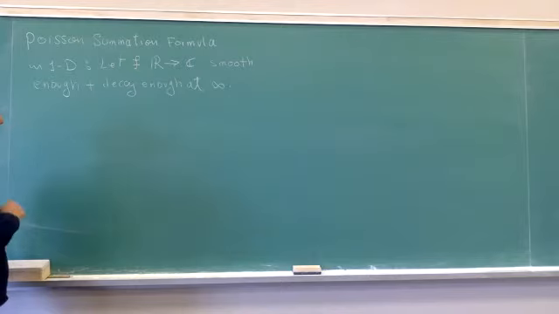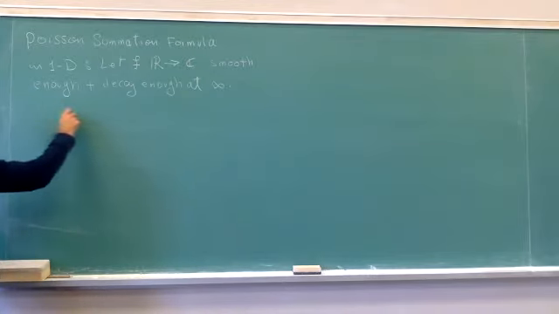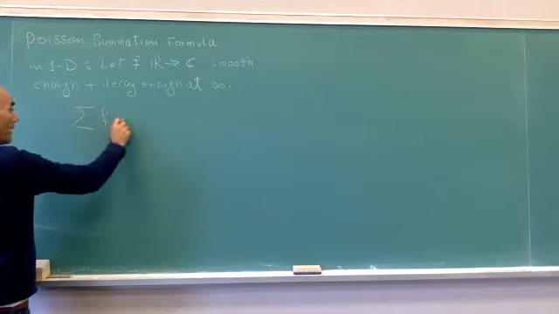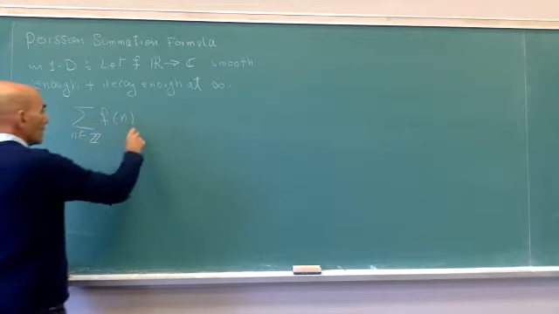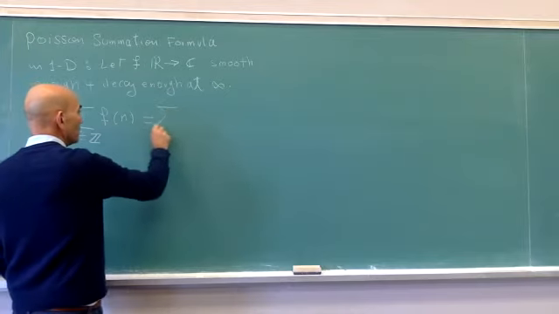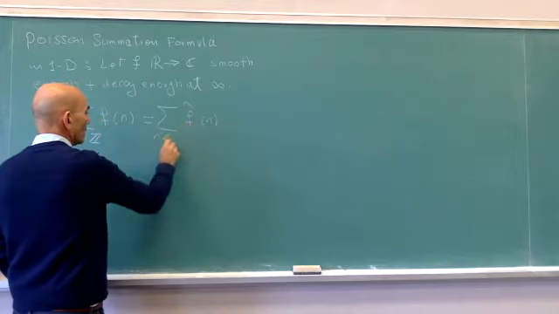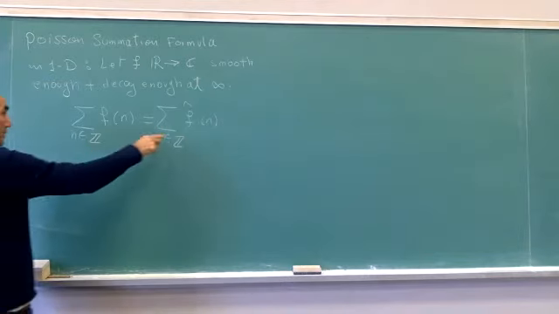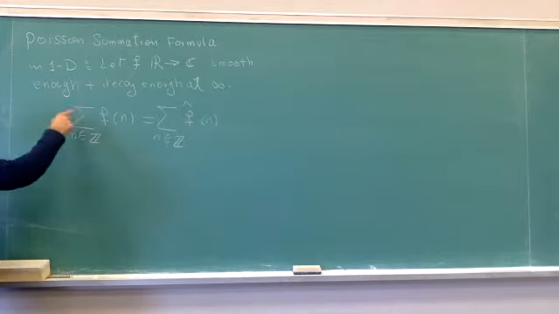So if you have such a nice function, then the statement is that the sum of f of n, n belonging to Z, is equal to the sum of f hat of n, n belonging to Z. Here f hat is the Fourier transform of this function.